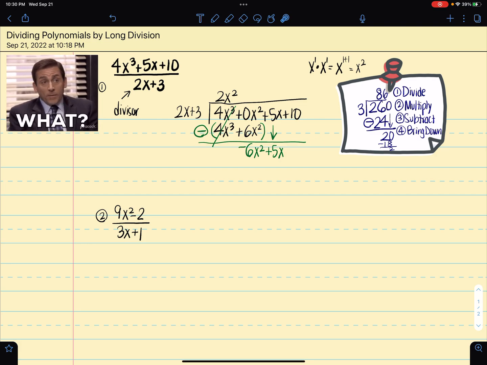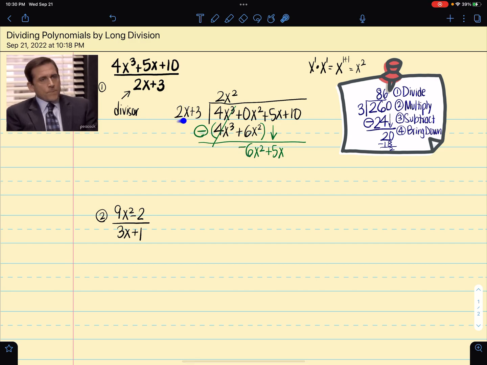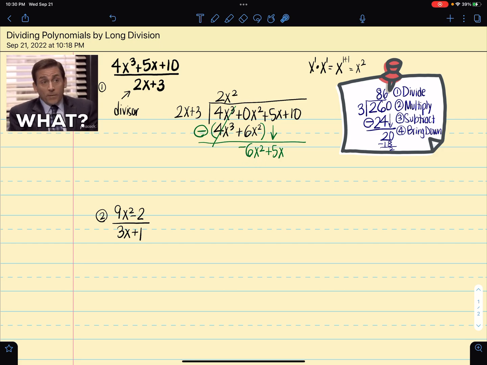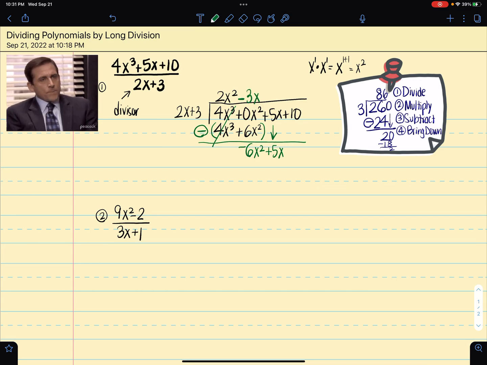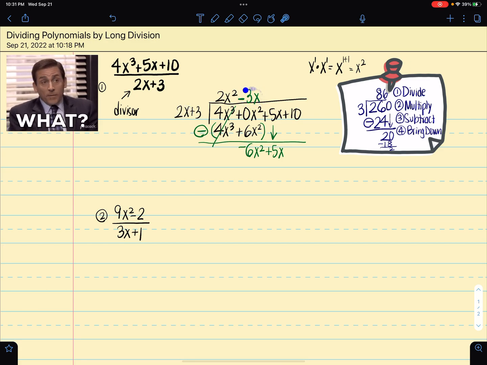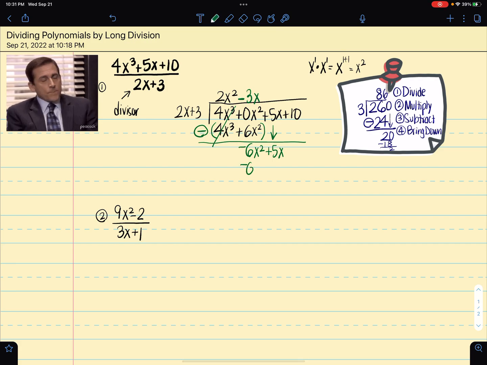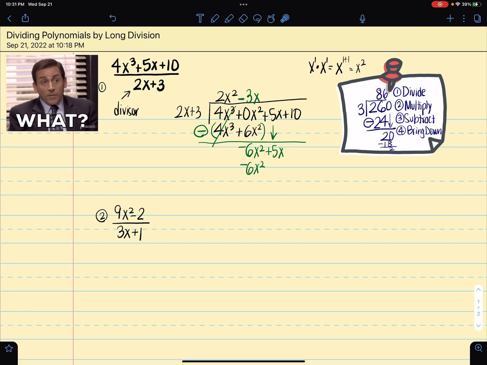We're going to divide. So negative 6x squared divided by 2x. Well, 2x times what will give us negative 6x squared? That's going to be negative 3x. And so we just divided, and now let's multiply. 2x times negative 3x is negative 6x squared. Positive 3 times negative 3x is negative 9x.